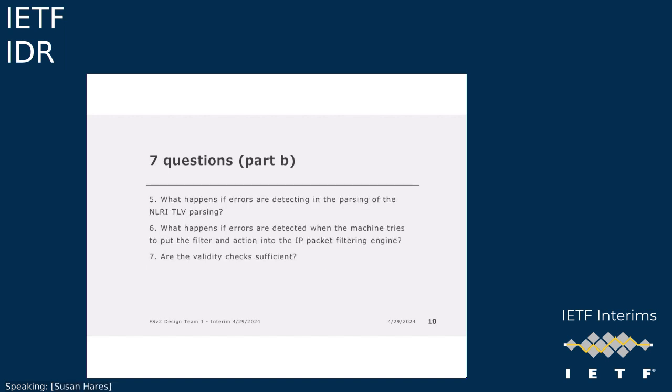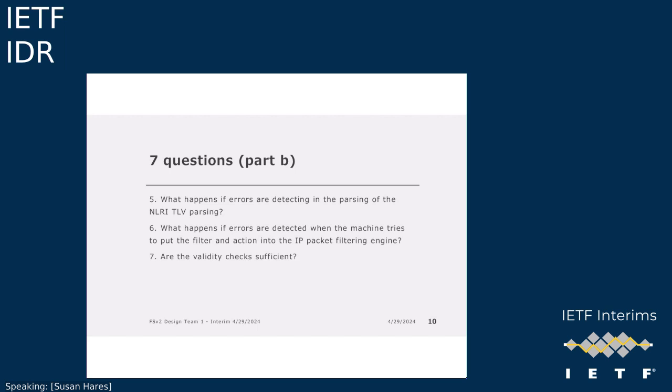And the last questions deal with erroring. What happens if there's an error in the parsing of the NLRI TLV? What sort of error do we take? Do we simply say toss all of the TLVs, skip this one? What happens if the errors are detected when the machine tries to put the filter in and the action? What happens if you think you're filtering by bytes, but if you're doing a mirror after or a copy and you can't do it, that might make a difference if you're going to do a copy and drop with a DoS.